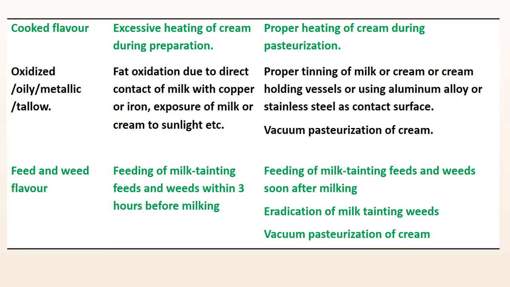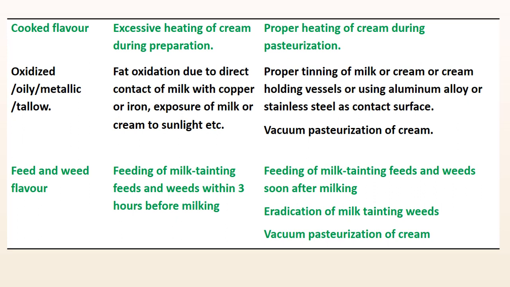In continuation of flavor defects in cream, cooked flavor is due to excessive heating of cream during preparation. So proper heating of cream during pasteurization should be followed. Then there could be an oxidized, oily, metallic or tallowy flavor, that is due to fat oxidation due to direct contact of milk with copper or iron, or exposure of milk or cream to sunlight. This can be prevented by proper tinning of milk or cream holding vessels, or using aluminum alloy or stainless steel as contact surface, and sometimes by vacuum pasteurization of cream.